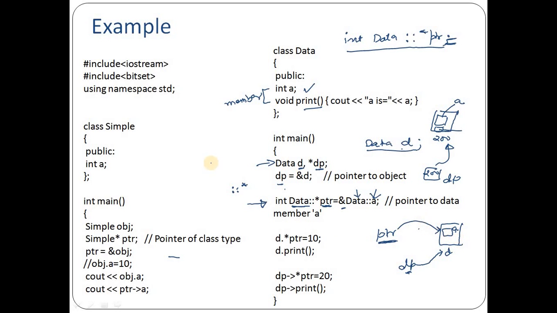Because we see that in the object oriented paradigm, all members of the class have to be accessed by the object of that class. We have created an object of the data class as d, and we also have created a pointer to a data type object, that is dp. So first we will see how to access this member using object d.